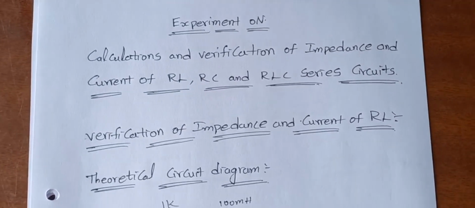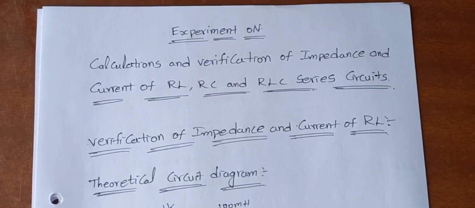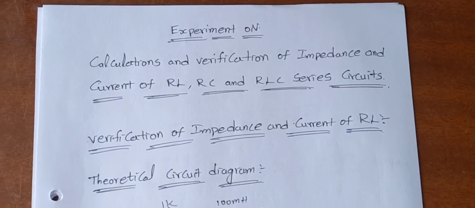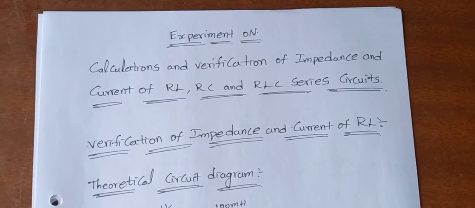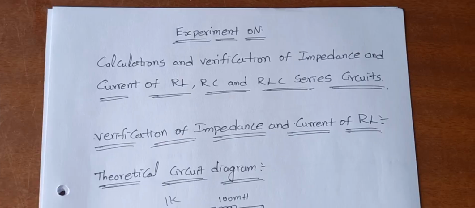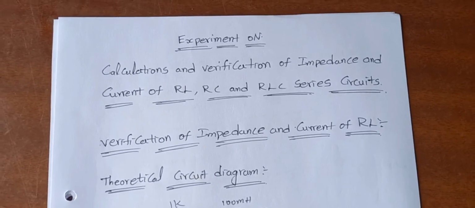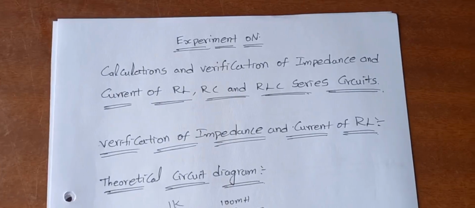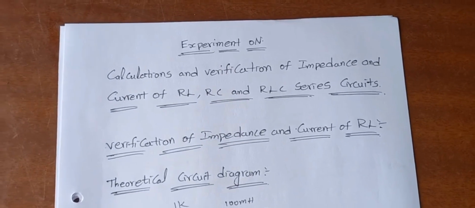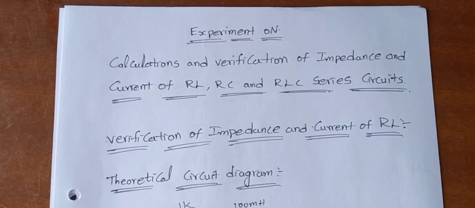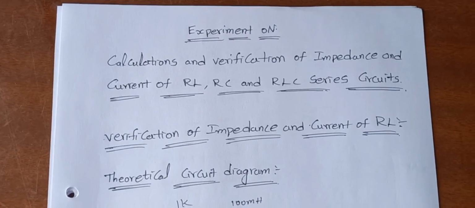Good morning students. Our next experiment is calculation and verification of impedance and current of RL, RC and RLC series circuit. Impedance means it's a combination of resistance and reactive elements. We have two reactive elements: one is inductance and the other is capacitance.